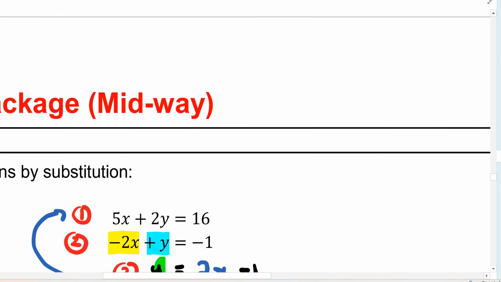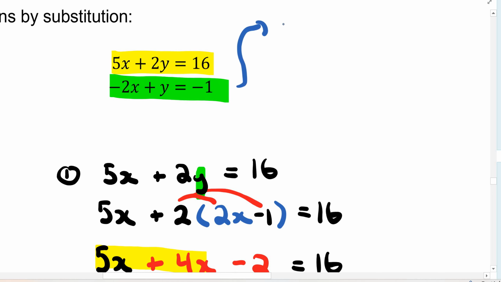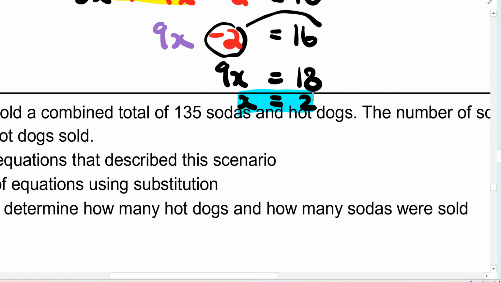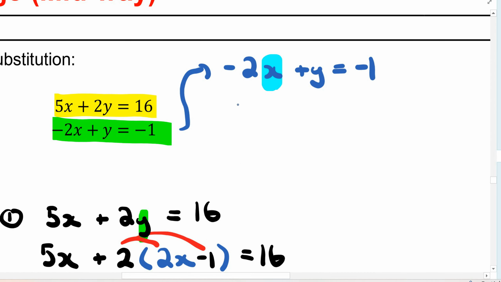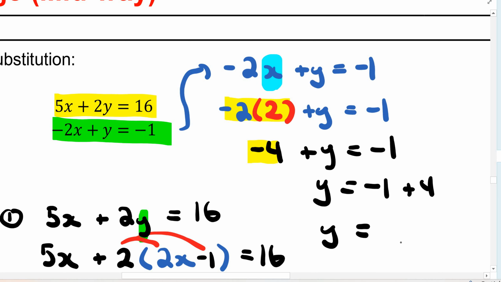Now, once you have your x value of 2, you want to go back to the original problem, and it really doesn't matter what equation you use. You can use the first one or the second one. I'm going to just work with the second one because the second one looks easier to me. Right, and once again, what was x equal to? Well, x was equal to positive 2. So we're going to plug in that 2 over here. So negative 2 times 2, and then plus the y equals negative 1. Okay, if I multiply those two terms together, negative 2 times 2 is negative 4, and then plus the y equals negative 1. And then if I want to bring this negative 4 to the right-hand side, it would be negative 1 plus 4, and it turns out that y would equal positive 3.